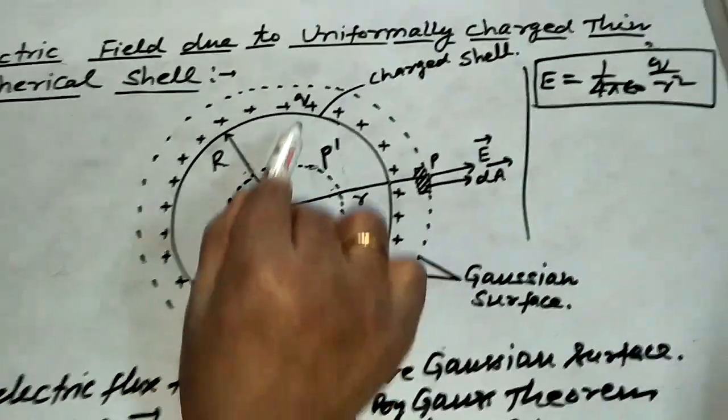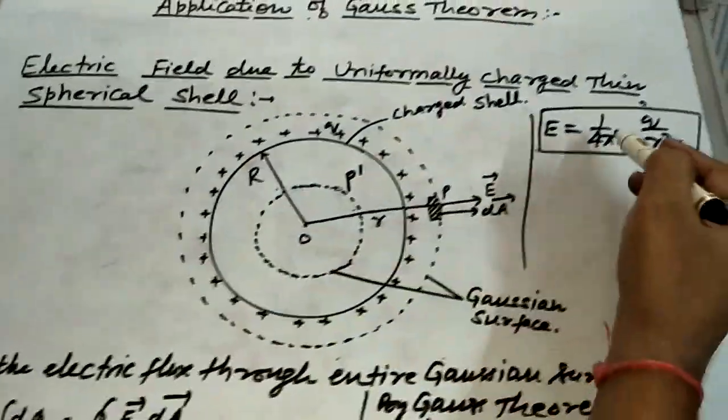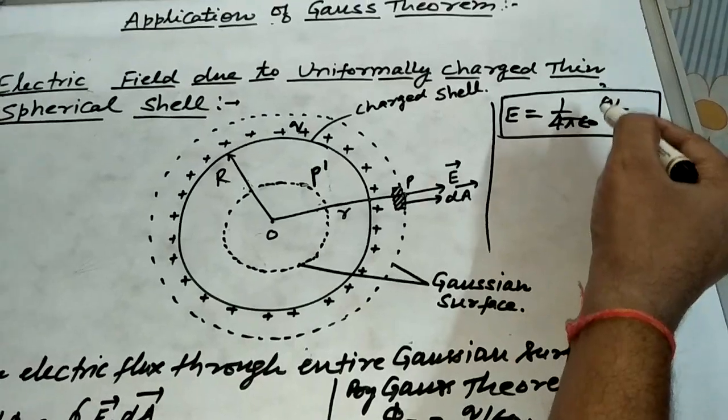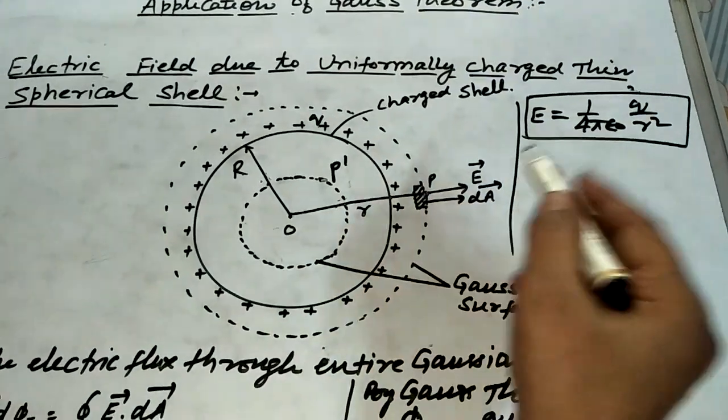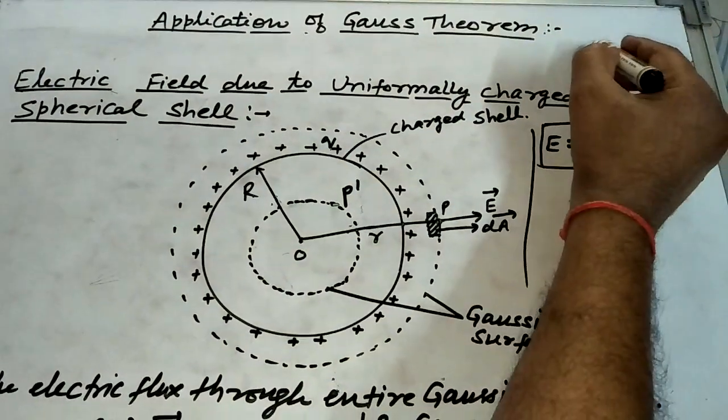But don't think here that this charge lies at the center. You can assume it like this one here. So this is the expression for the electric field due to a charged spherical cell at any point outside the cell.